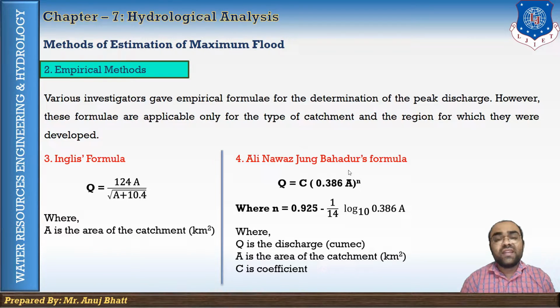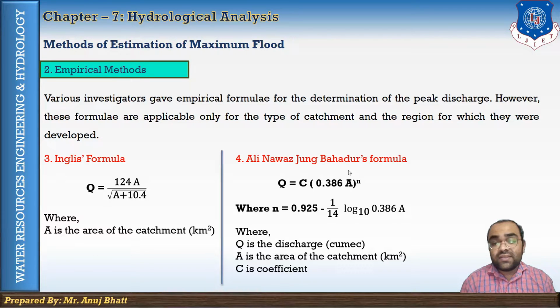This formula was derived for the catchment in the former Hyderabad state, that is in Andhra Pradesh. For that, the value of peak discharge is C into 0.386 A raised to N, where this N value is stated as 0.925 minus 1 by 40 log 0.386 A base 10. Here again, C is the coefficient, area is denoted as A, and Q is the discharge.